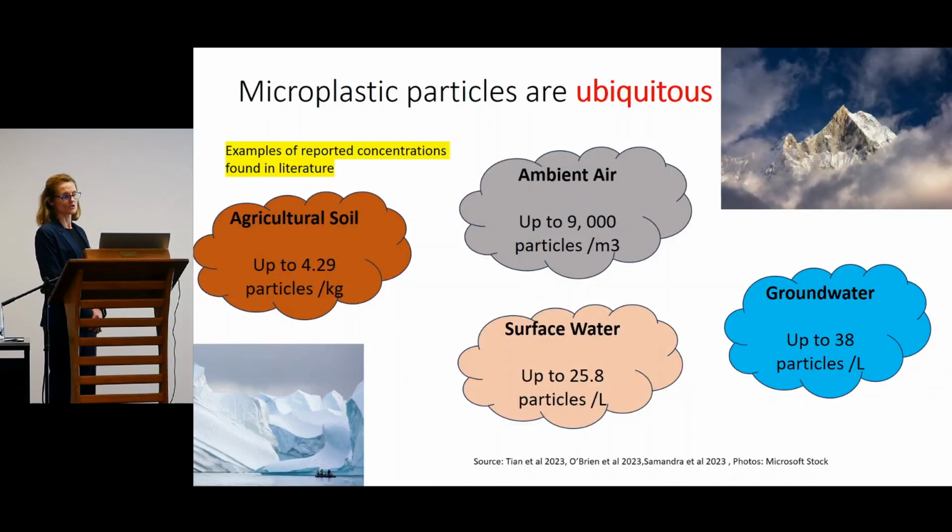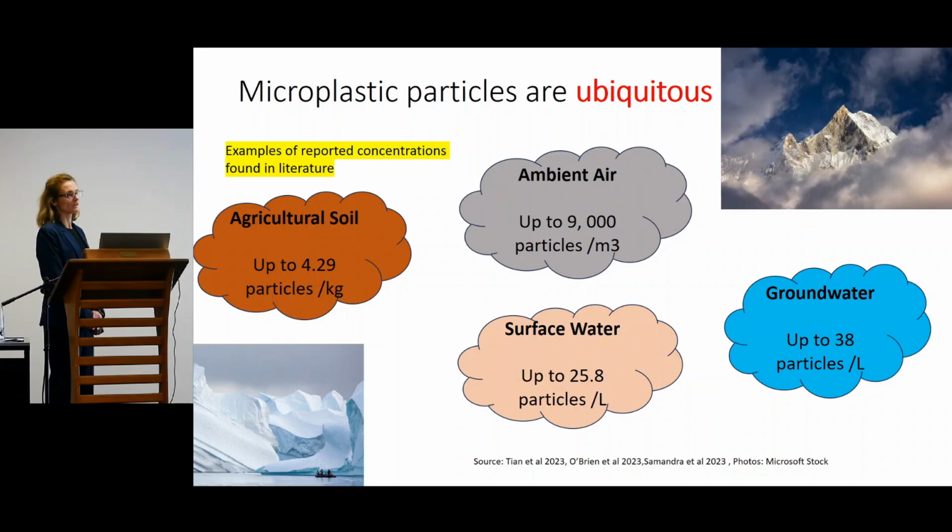So what research has shown so far globally is that microplastic particles are ubiquitous in the environment. They are in air, soil, groundwater and surface waters, and have been found in the most remote locations such as Antarctica and on remote mountaintops. These are some examples of the concentrations that have been found across the world.